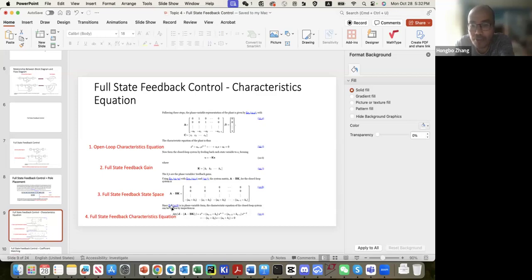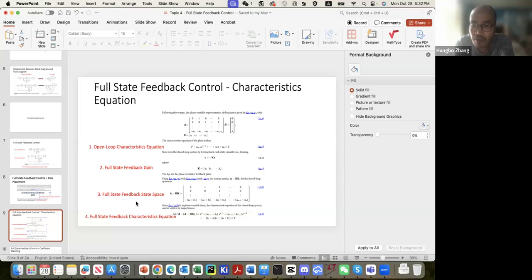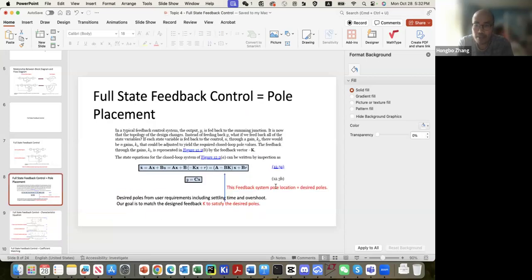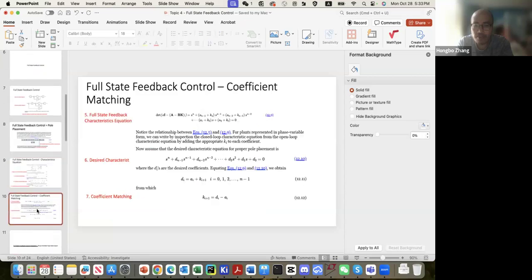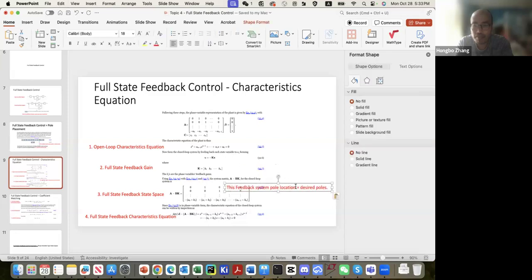This is a little bit beautiful here, okay? You see why it's beautiful? Because as long as we know the system like this, A minus BK here, the characteristic equation is just the determinant of sI minus A minus BK. If we force this characteristic equation equal to the desired characteristic equation, right? So now let's type here, okay? So our goal here is, we want, let me type a little bit here, okay?